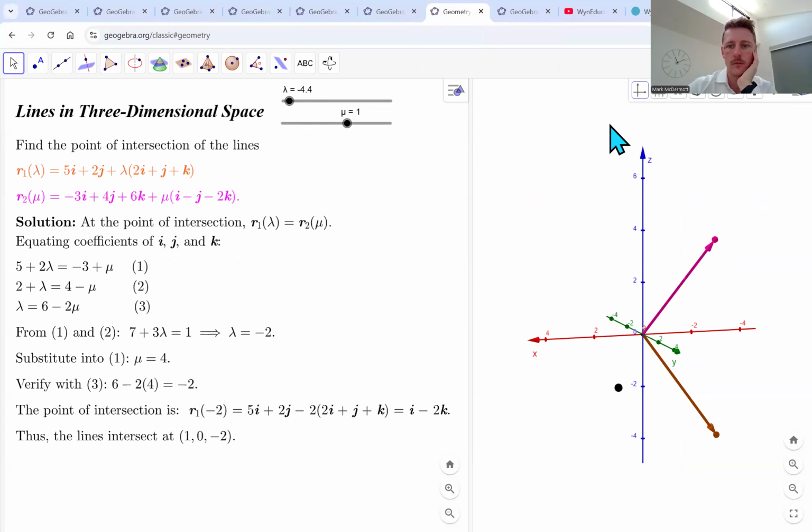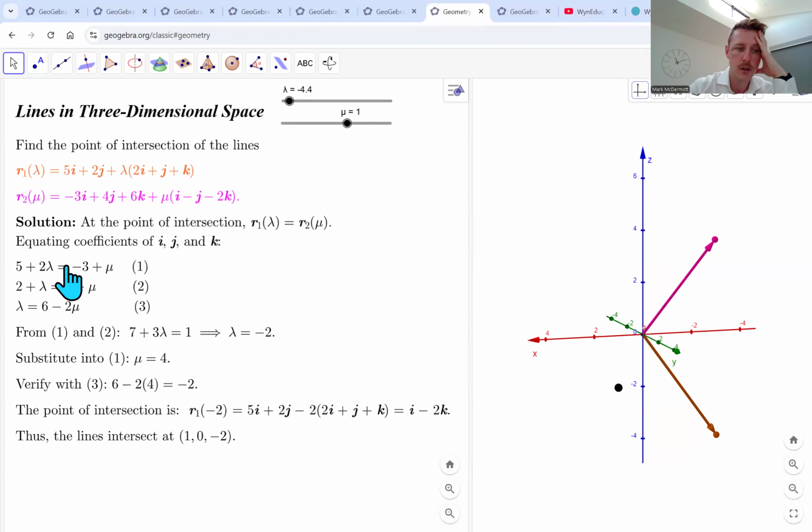Okay, so lines in three-dimensional space. Find the point of intersection of these lines. Again, we've got two vector equations of lines. At the point of intersection, we know that R1 of lambda equals R2 of mu because they have to be equal. We're doing the same thing we did before. We're going to equate the coefficients of i, j, and k.